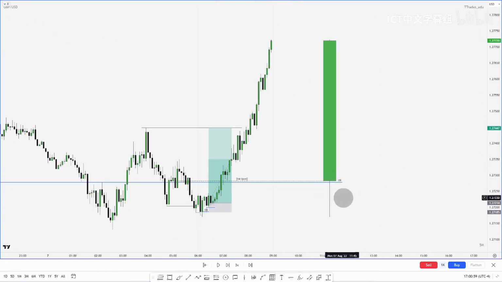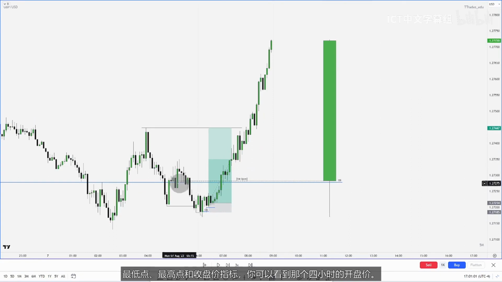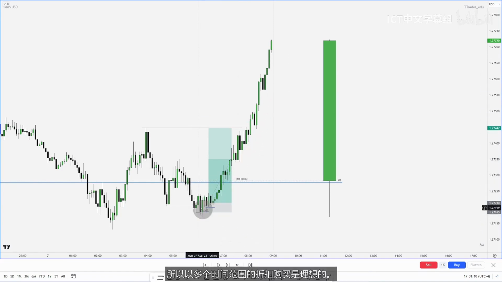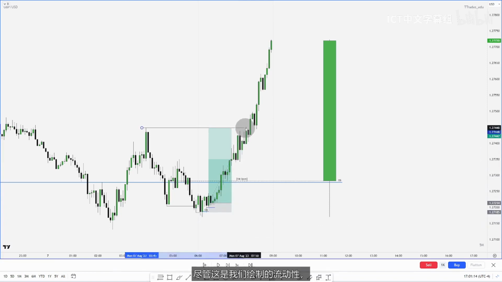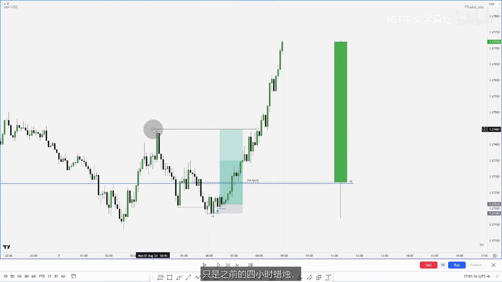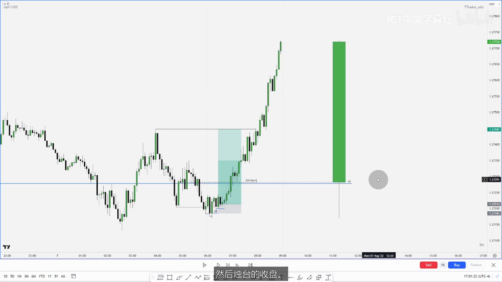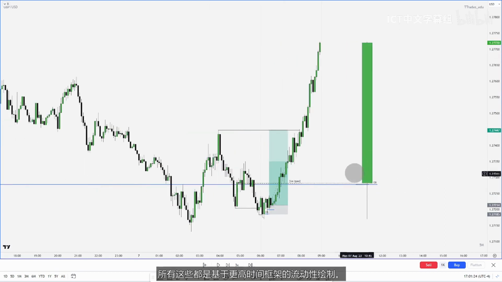So if we pull up an open, low, high, close indicator, you can see that 4-hour open marked out, and anything below that in a bullish candle here is at a discount. So buying at a discount of multiple time ranges is ideal, and although this is our drawn liquidity, just the previous 4-hour candle, you can see we get the expansion much higher before the high and then the close of that candle. All of this is based off of a higher time frame draw on liquidity.